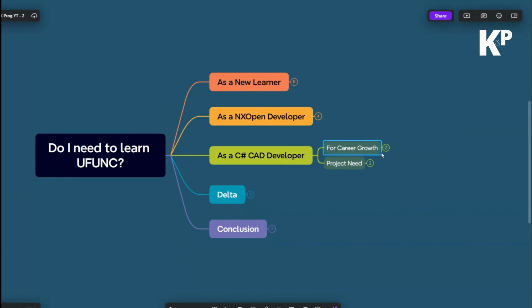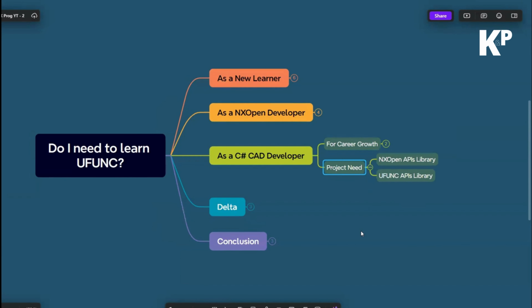And then if at all you are learning this for a project need, and your project is demanding knowledge of UFUNC APIs, then you must have it. You shall start learning UFUNC, and you shall be good at it, because you want to work on a project which has used the UFUNC APIs library. It is as simple as that.